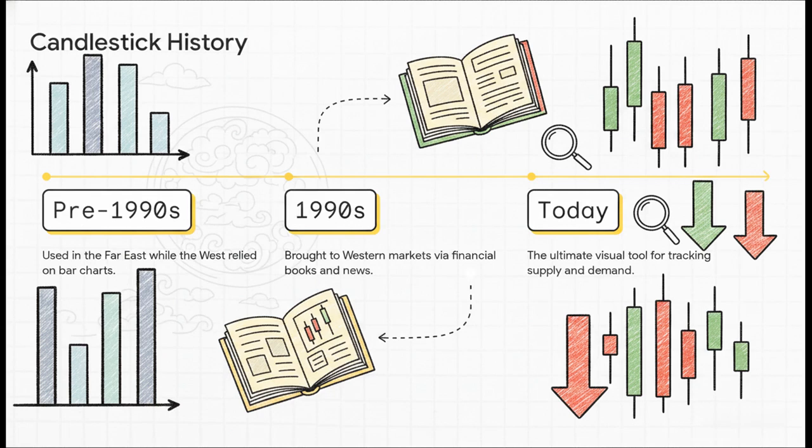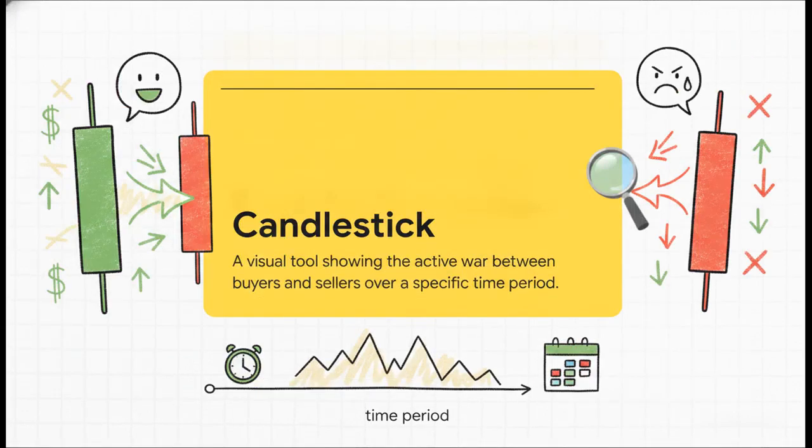It actually wasn't until the early 1990s that a few pivotal financial books and newspapers brought this Far Eastern method over to the West and popularized it, and the idea spread like wildfire. Today, candlesticks have completely taken over the industry. They are, without a doubt, the absolute ultimate visual tool we have for tracking the modern battlefield of supply and demand. So what exactly is it?